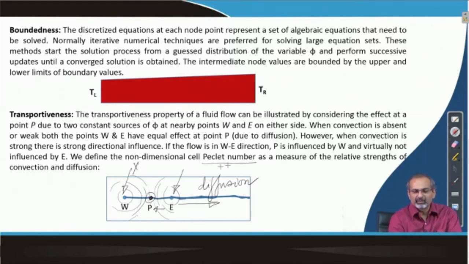In CFD, we often talk about a comparison between the strengths of convection and diffusion. So, when we try to compare their strengths in a relative manner, we define something which we call the Peclet number. We will discuss more on this in later lectures.